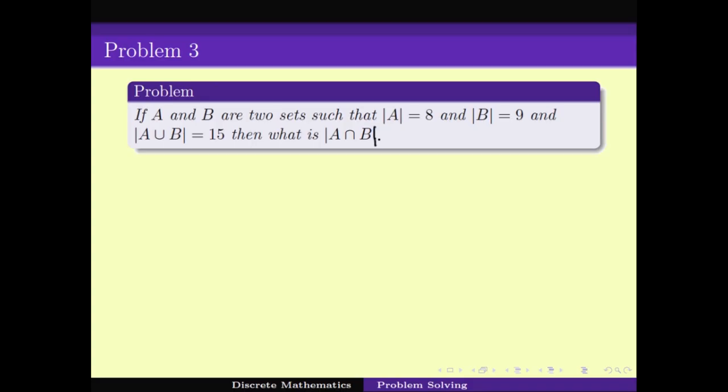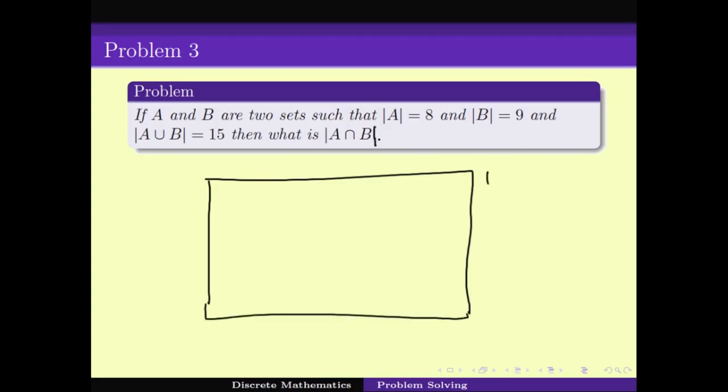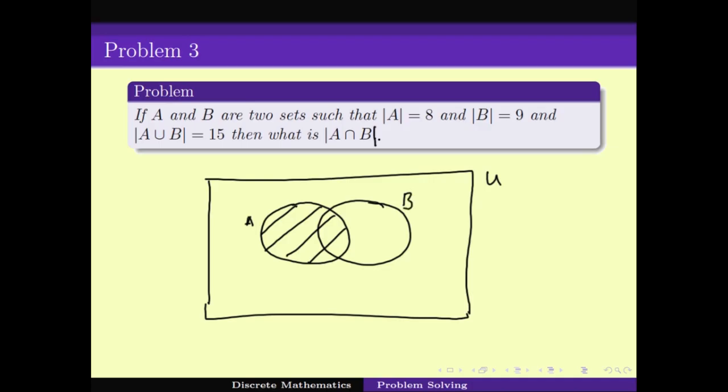To solve this kind of problem, the best way is to draw the Venn diagram. We have discussed this in the class. We call this one the universe U. Here is the representation of the set A. Here is the representation of the set B. This area is A, and this is B. I draw this B with these red lines.